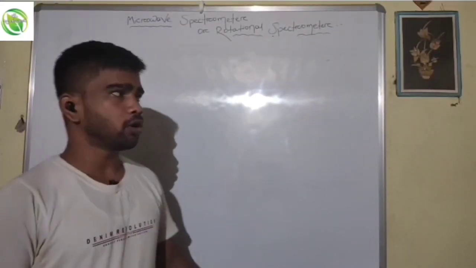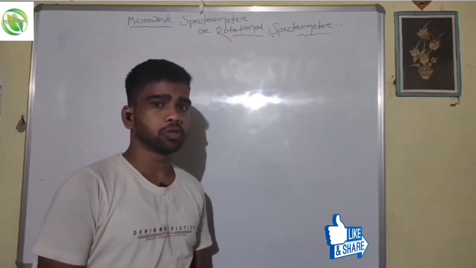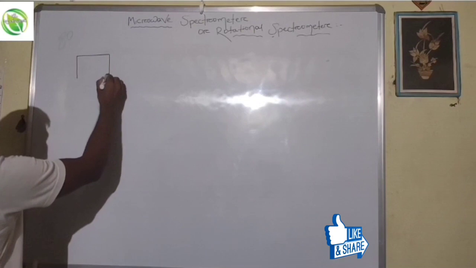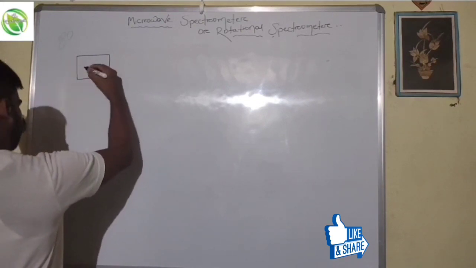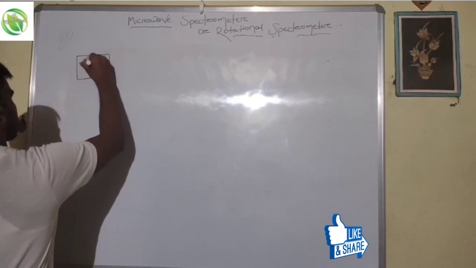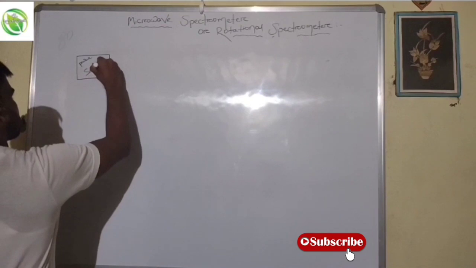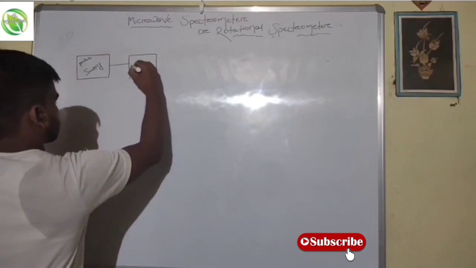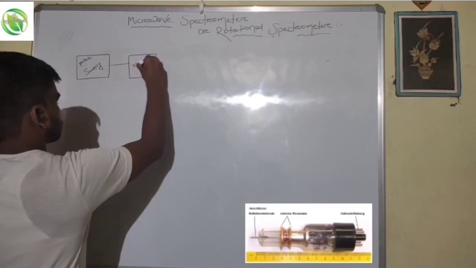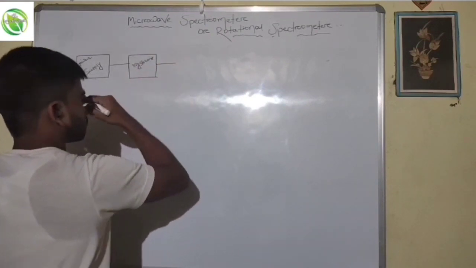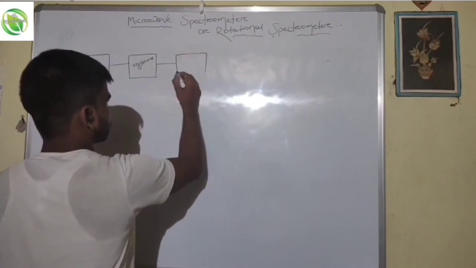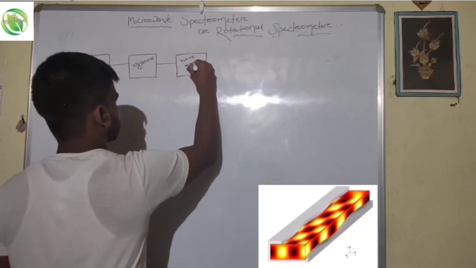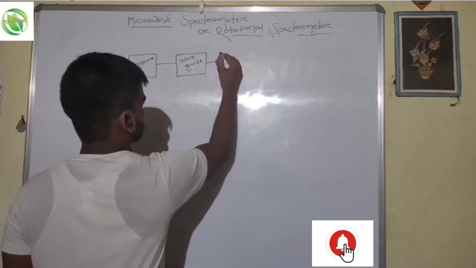Today we will discuss the block diagram of microwave spectrometers or rotational spectrometers. Let's draw this diagram. First, we will take a power supply, connected to the klystron, then connect the waveguide, where we place the sample.